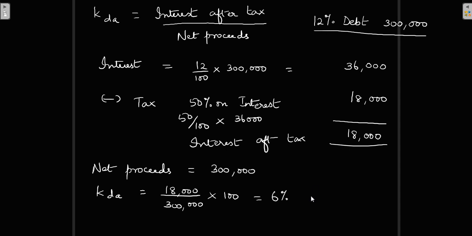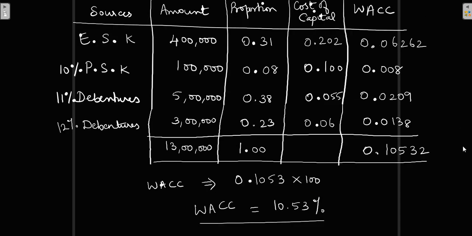Now armed with this information, let's calculate the weighted average cost of capital. First column, sources, amount. You add the amounts and then divide each source by the total amount, you will get the proportion, and you multiply the proportion into the cost of capital to get the weighted average cost of capital. So the new weighted average cost of capital is 10.53%.